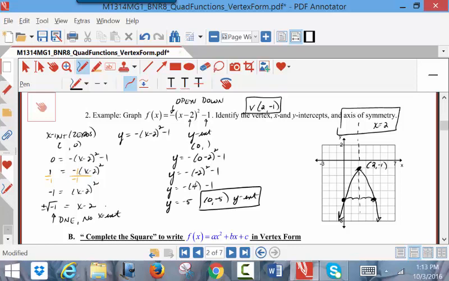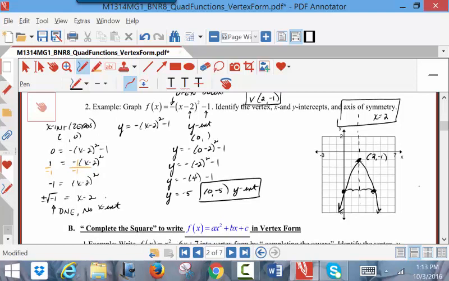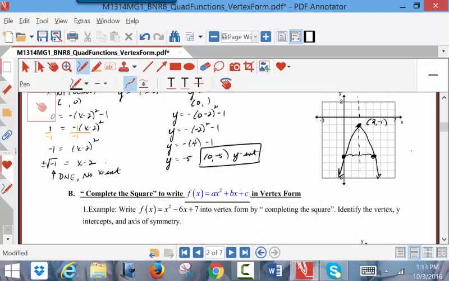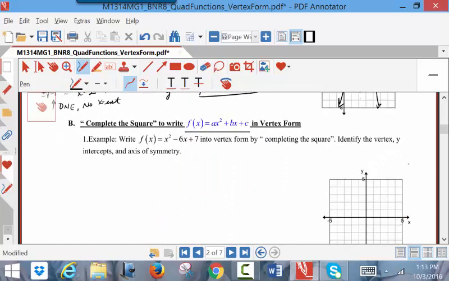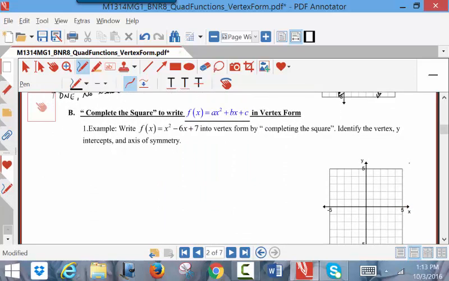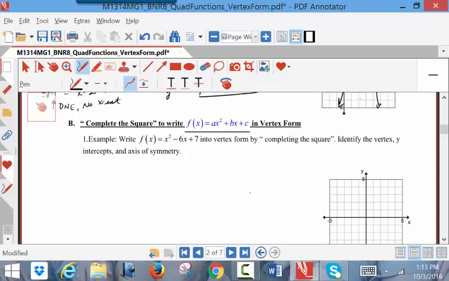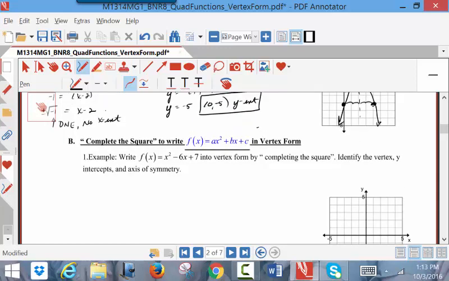Since we like vertex form so much because we can get such details about the function in that form, now we run into the situation of part B, this thing called complete the square. Complete the square to write this function in vertex form. Oh man, what is this? This is standard form.